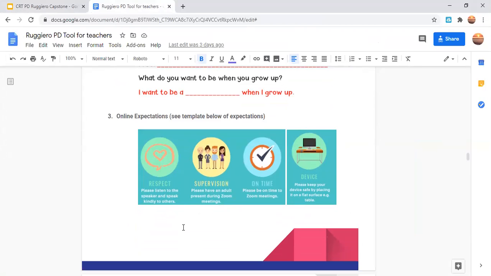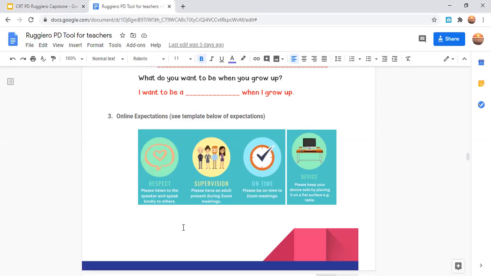This was kind of a problem in my classroom until I established this when we were doing Zoom meetings. Some kids were just trying to talk all over each other, and it just doesn't work. So researchers say that it's best to set these rules to help alleviate that. Have an adult present during the meeting. Be on time to meeting. It's just like class.